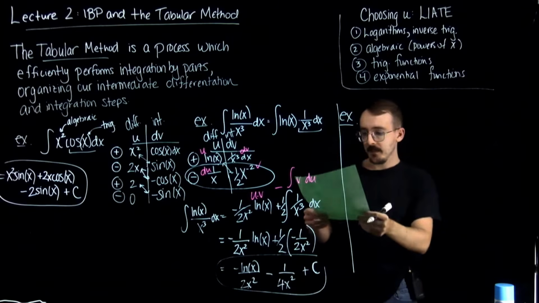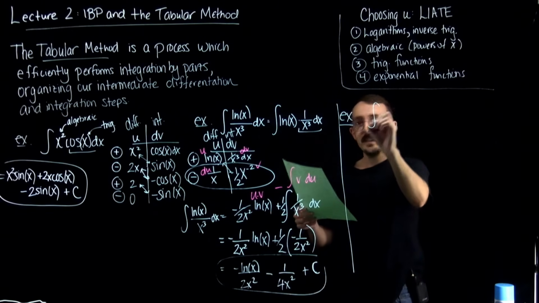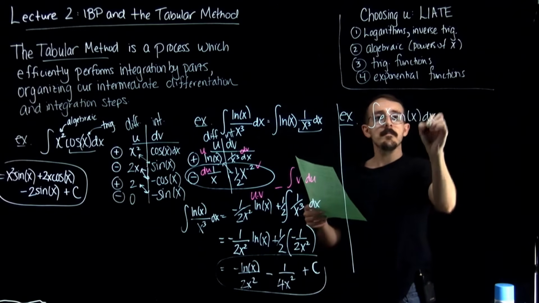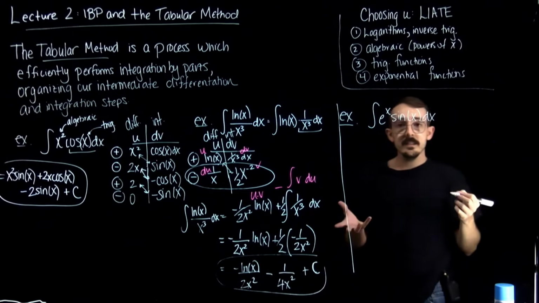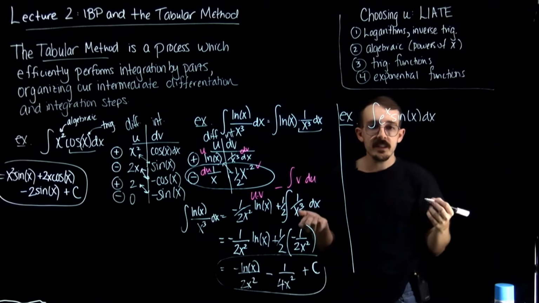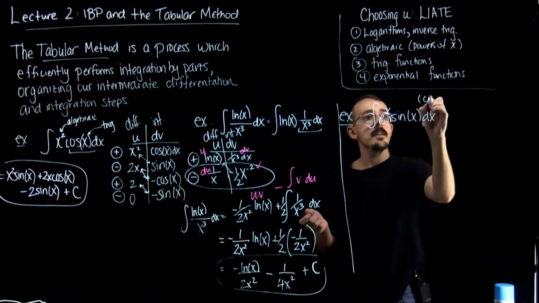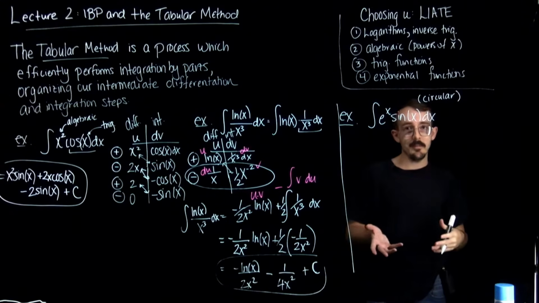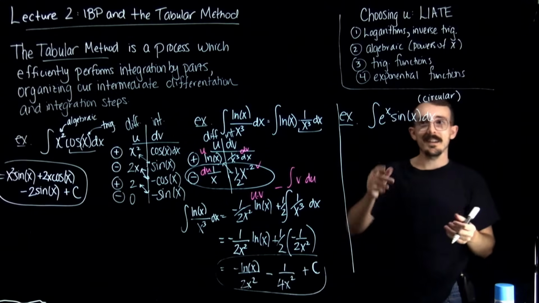All right, let's do one more example. So this one is going to be e to the x sine of x dx. And I picked this example on purpose because this is a very special type of integral. This is a circular integration by parts problem. And I'm going to show you why in a second.